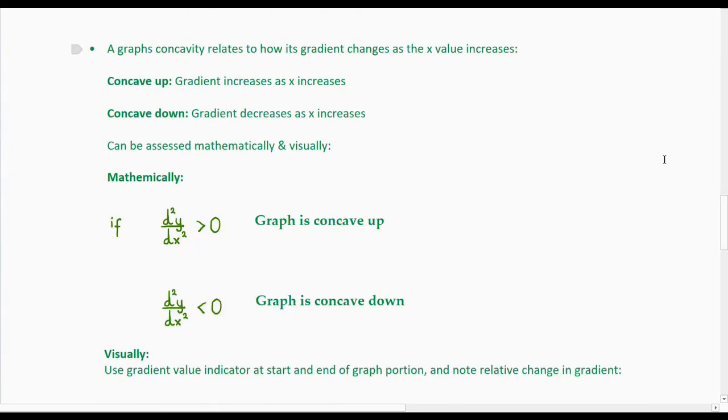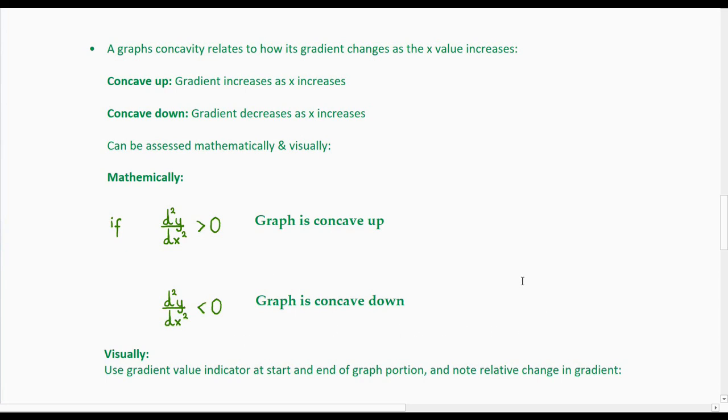Then I introduce the idea of concavity, which relates to how a graph's gradient changes as the x value increases, where concave up means the gradient increases as x increases, and concave down means the gradient decreases as x increases. And there's 2 ways to determine it. One is mathematically, where if the second derivative is greater than 0 for a certain x value, then the graph would have a concave up shape at that x value. And if the second derivative is less than 0, the graph will have a concave down shape at that x value.